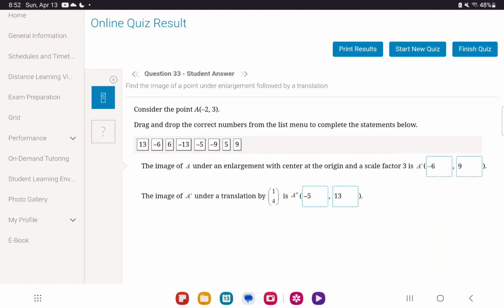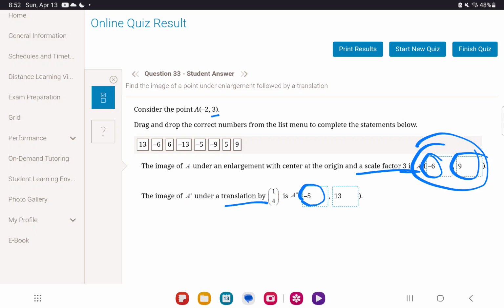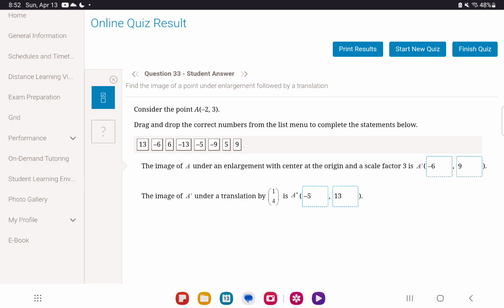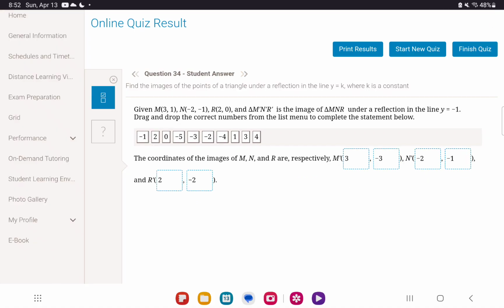Okay, here they're asking for the scale factor. What did I say about the scale factor? You multiply, and for translation, you add. So minus 2 times 3 is minus 6, and then 3 times 3 is 9. Now we take this one and we go to translation. Minus 6 plus 1 is minus 5. 9 plus 4 is 13. And that's literally as easy as it is.